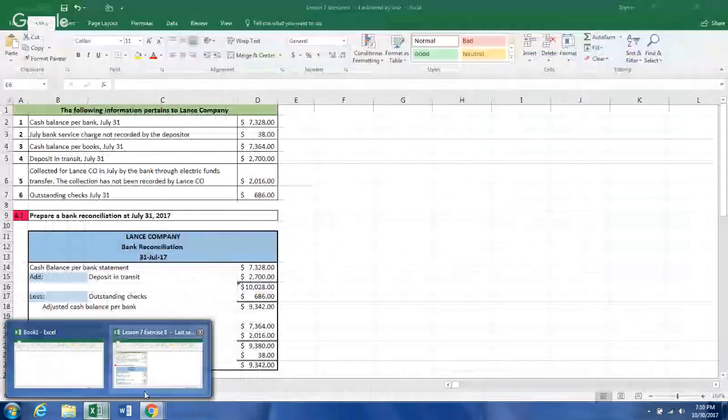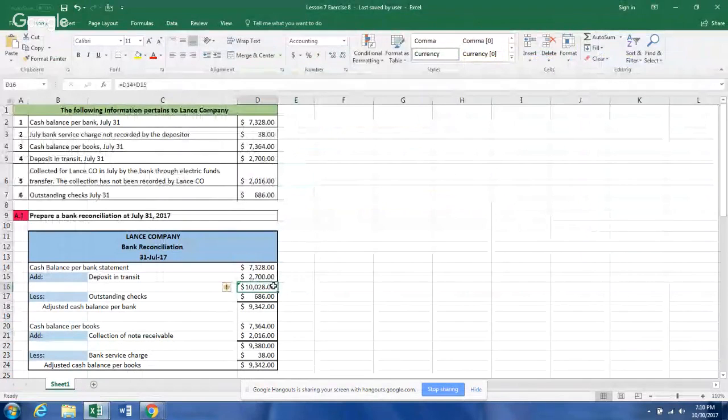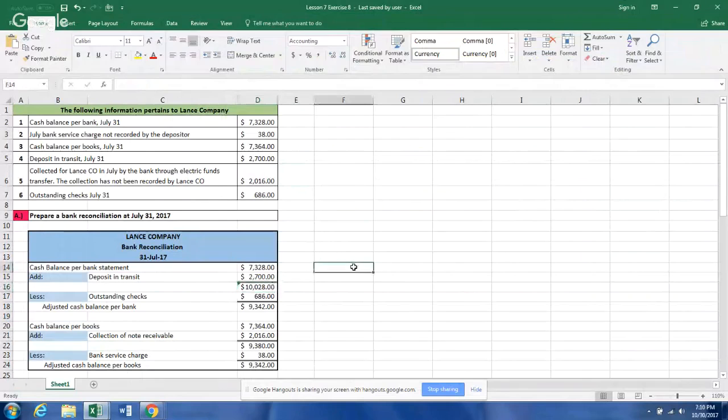I am presenting exercise 8 from lesson 7. We're given information and asked to create a bank reconciliation for July 31st, 2017, and then journalize adjusting entries. So first it gives us information, 6 different pieces of information.